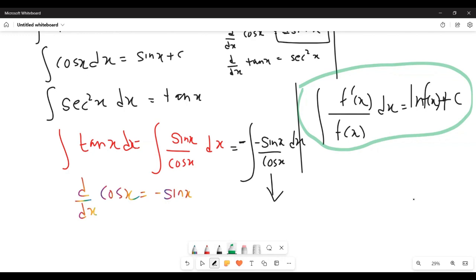So it will be minus ln cos x. So integration of tan x is minus ln cos x plus c.